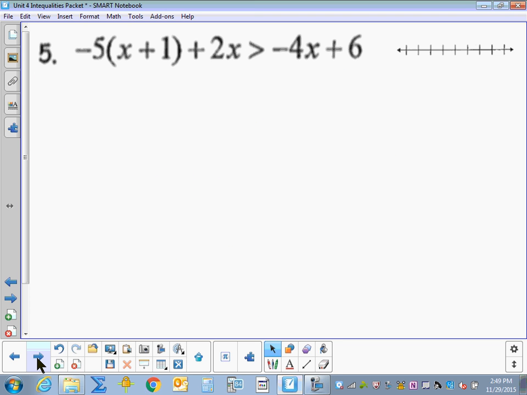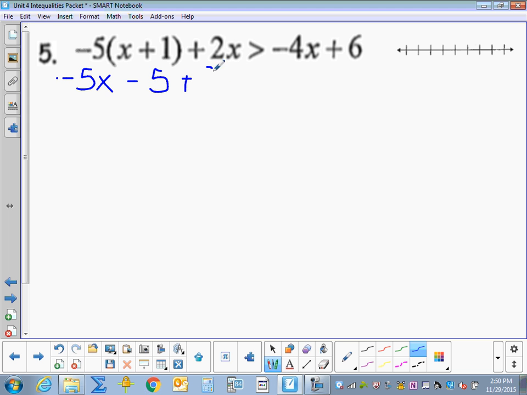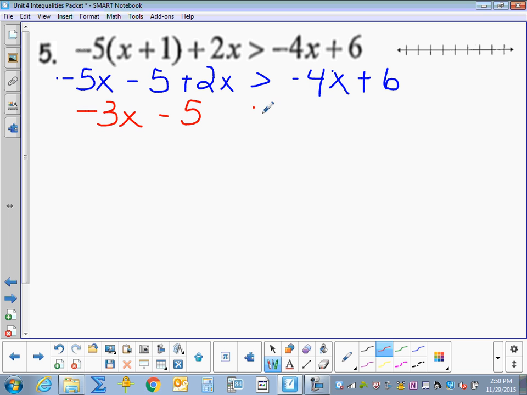Number 5, negative 5 times the quantity x plus 1 plus 2x is greater than negative 4x plus 6. So let's start by distributing. Negative 5x minus 5 plus 2x is greater than negative 4x plus 6. So let's combine like terms on the left side. So we have a negative 5x and plus 2x, so that's a minus 3x minus 5 is greater than negative 4x plus 6.